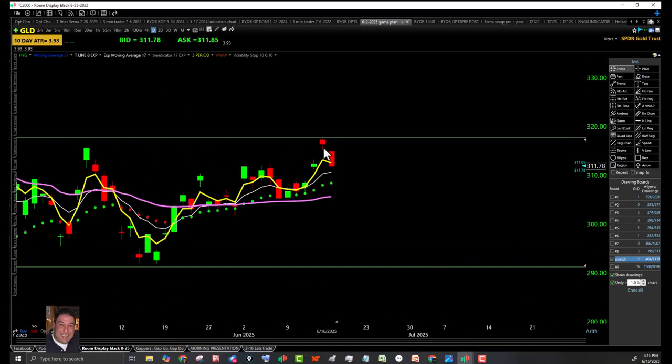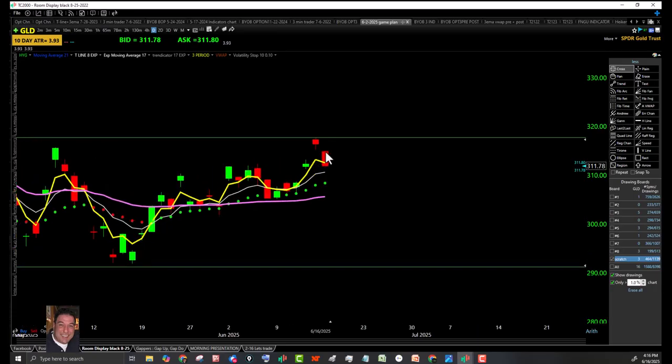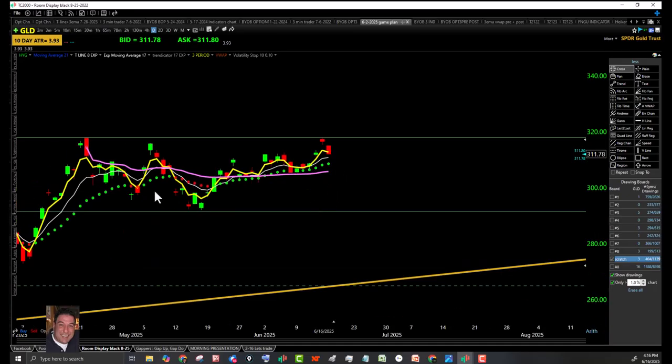GLD almost made a new all-time high. It came 3 cents short of making a new all-time high on Friday. Today's candle is a lower high and a lower low, closing in a bullish trap. Okay, that's bullish over the 17. Bullish over the all-time high anchored VWAP.